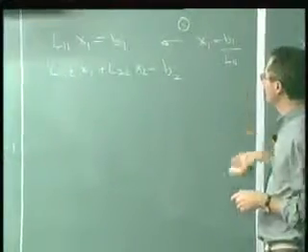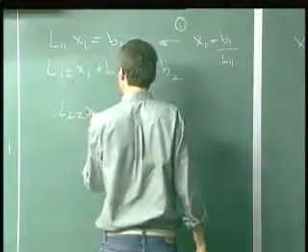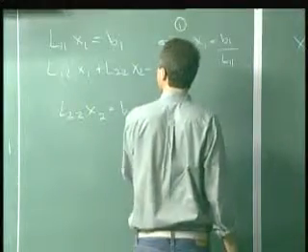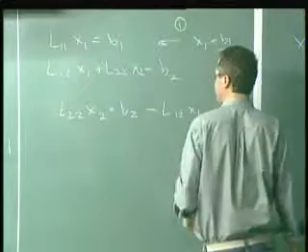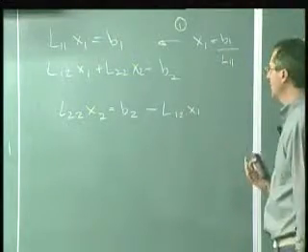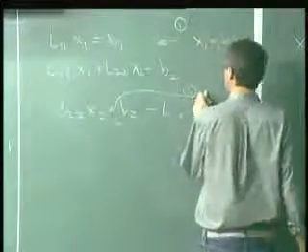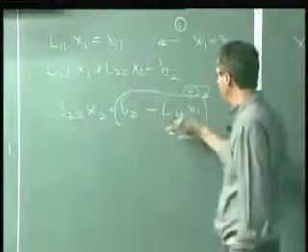So I can solve for X1, then I can plug it into here, and now I have a new system: L22 X2 equals B2 minus L12 X1. Well, now what can I do? Step 2, I can compute this, because I have X1, I know B2, and so what does this look like?